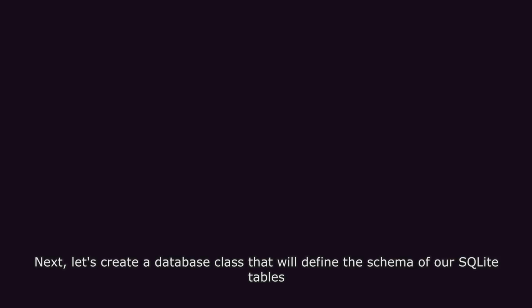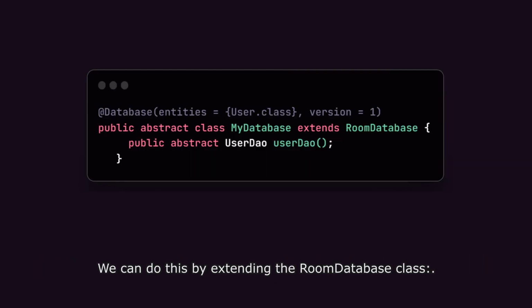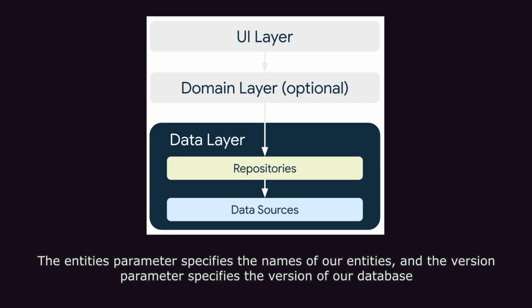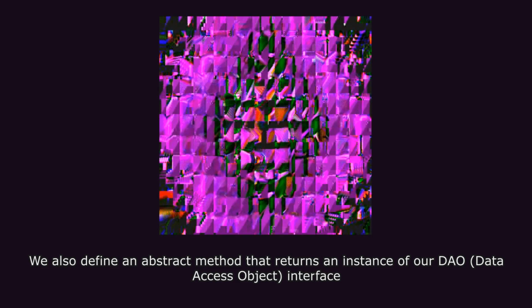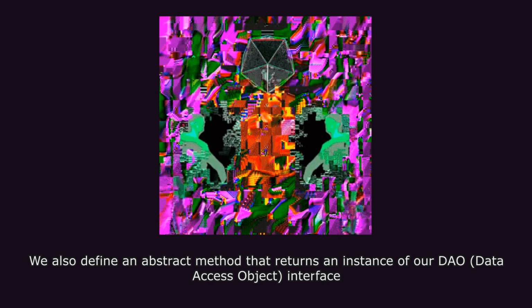Next, let's create a database class that will define the schema of our SQLite tables. We can do this by extending the RoomDatabase class. The entities parameter specifies the names of our entities, and the version parameter specifies the version of our database. We also define an abstract method that returns an instance of our DAO (data access object) interface.